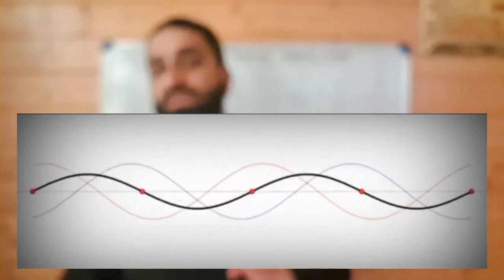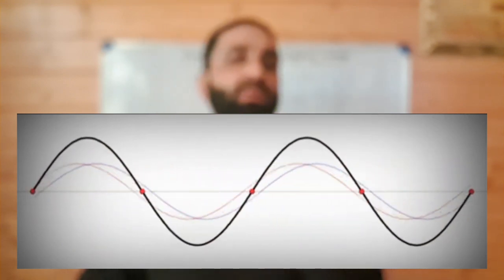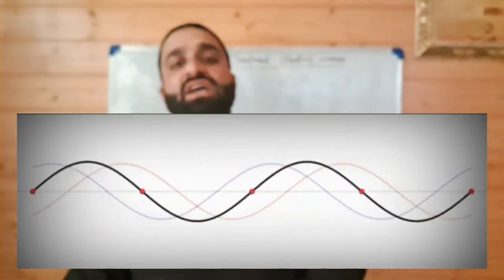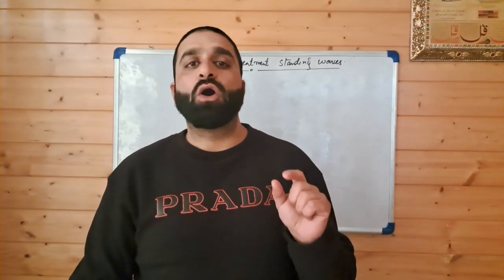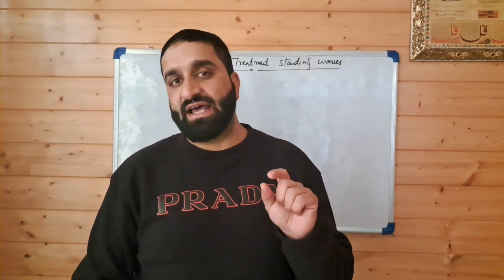A phase difference of pi means a compression is reflected as compression, or a crest is reflected as crest. A phase difference of zero means a compression is reflected as rarefaction and a crest is reflected as trough. So it should be clear that in the formation of standing waves, the incident and the reflected wave have a phase difference of pi, or 180 degrees.